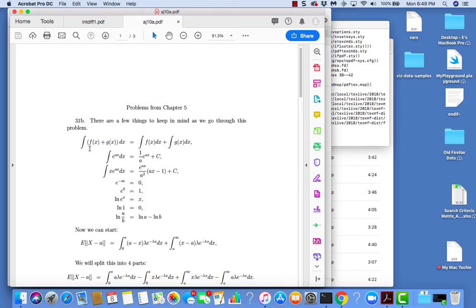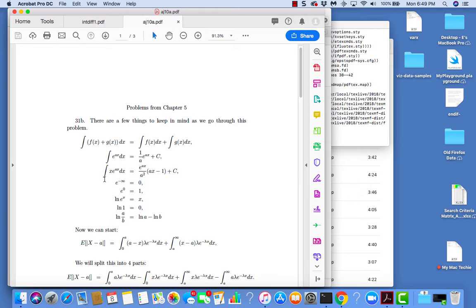If I have the integral of the quantity f of x plus g of x dx, I can split that into two, the integral of f of x dx plus the integral of g of x dx. Then one of the rules from our integral sheet: the integral of e to the ax dx is equal to 1 over a e to the ax plus c.